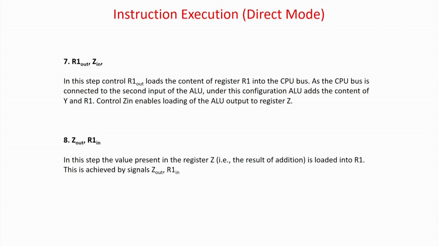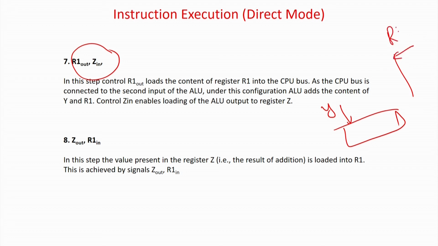What I have to do is, in the next stage, make R out. As I already told you, this is the state R out, Z in. That means one operand to the ALU is directly coming from Y, which is the content of M, and this is your bus, and you are making R1 out. So the value of R1 is the second operand to the ALU, and you are making it add mode, fine, and the output of this is going to the register called Z. So I am making that Z in.